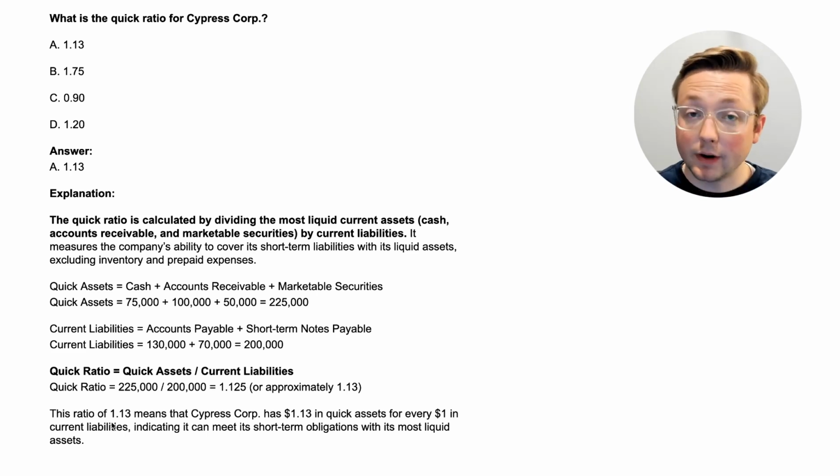What does that mean? Now, very similar to the current ratio, this means that they have $1.13 in quick assets for every $1 in current liabilities, indicating that it can meet its short-term obligations not just with current assets, but even with their most liquid assets, they can cover their short-term liabilities. So it's a little bit more limited in its scope. One other way you've probably heard this ratio, instead of quick ratio, a lot of times it's called the acid test ratio. So acid test ratio, quick ratio, same thing. It is focusing on the liquid assets, not just the current assets, but the liquid assets over the current liabilities. Let's go to the next question.